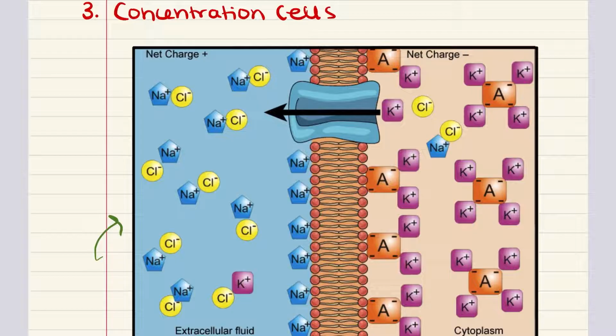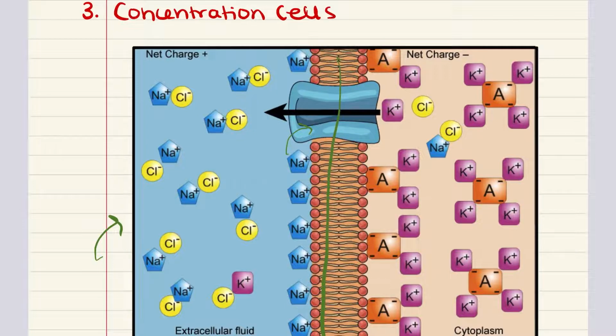Now, an example of a concentration cell in a biological system is the cell membrane of a neuron. The membrane maintains different concentrations of ions, such as sodium, potassium, and chloride on either side. This difference in ion concentrations creates a potential difference across the membrane, known as the membrane potential. Then the sodium-potassium pump actively transports sodium ions out of the cell and potassium ions into the cell against their respective concentration gradients using energy from ATP.